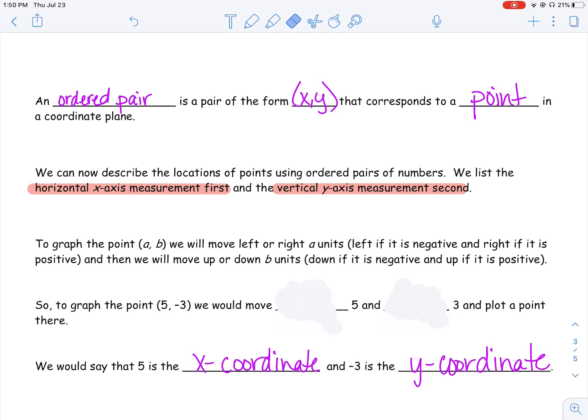We can now describe the location of points using ordered pairs of numbers. We can list the horizontal x measurement first and then the vertical y measurement second. So to graph the point A comma B, we would move left or right A amount of units and up or down B amount of units. So if A was positive, we would move to the right. If A was negative, we would move to the left. And if B was positive, we would move up. If B was negative, we would move down. So for example, to graph the point 5 comma negative 3, we would move to the right 5 and down 3 and then plot our point there.